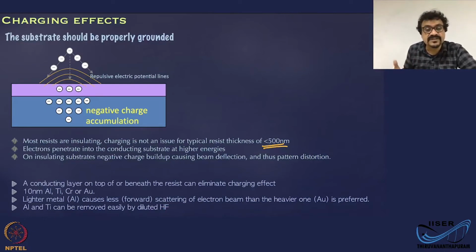So you have to remove it before you develop it. You can dip it in hydrofluoric acid and get this layer of chromium or aluminum removed. Then you can do your normal developing. That is the process. Okay.